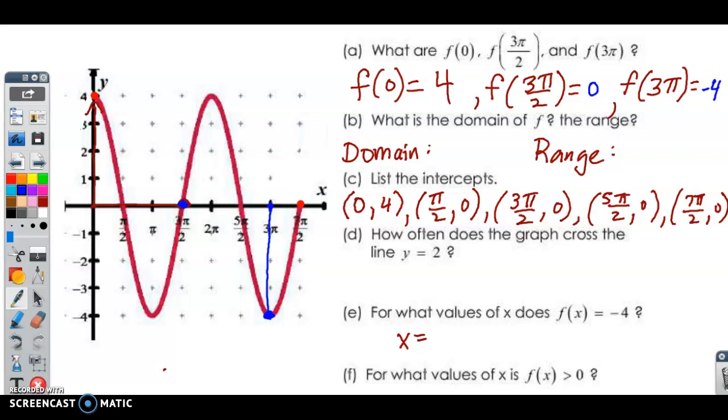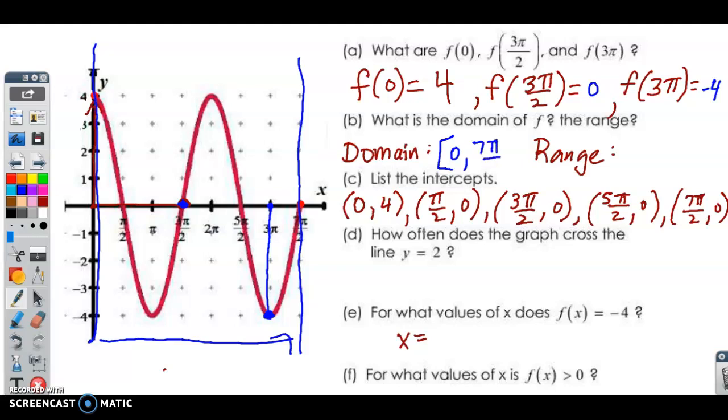So what is the domain? The domain are all the x values. So the domain goes from 0 all the way up to, and it looks like it includes 0 and it includes 7 pi over 2. So we show we're going to include those values with a hard bracket, 0 to 7 pi over 2. And the range, I'll do that in green, goes from this lowest value, negative 4, up to and including positive 4. So we're going to include those values because they're on our graph.